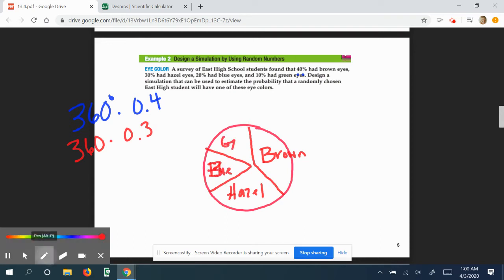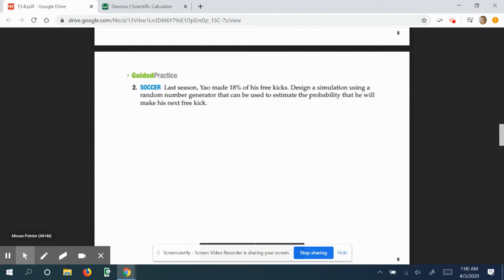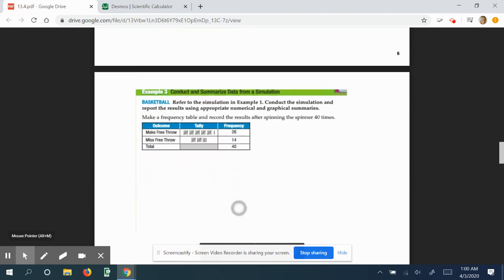All right, and then we would attach some sort of a spinning object. And so what are the chances of picking the next one? And you'd spin it around, you could do this, okay? These are all perfectly good ideas for creating some sort of a simulation. Okay, here's a guided practice problem you could try as well.